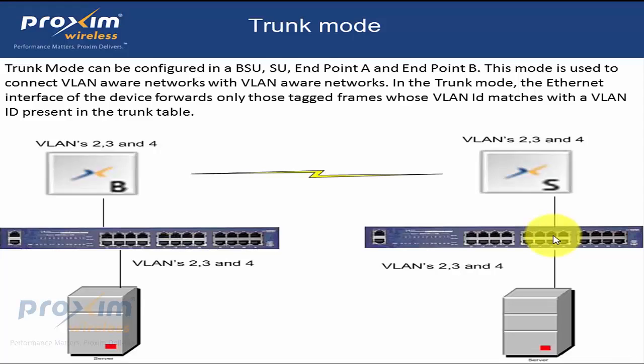In this particular scenario, only tagged packets are going to be allowed. If there are any untagged frames, they're going to be dropped, or if there are any VLANs that are not in the VLAN table, let's just say that down in the switch, there's also 5, 6, and 7, but the radios are not aware in the VLAN table of 5, 6, and 7. They are going to be dropped because the radio is not aware of them.